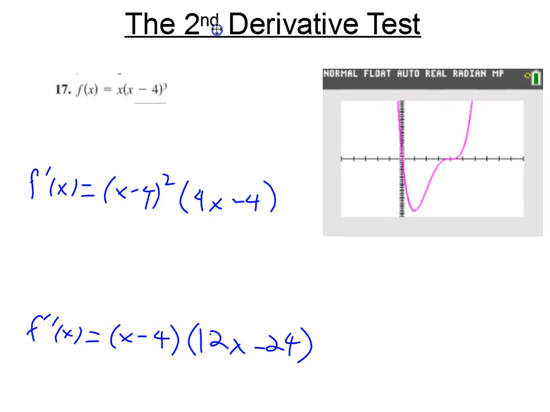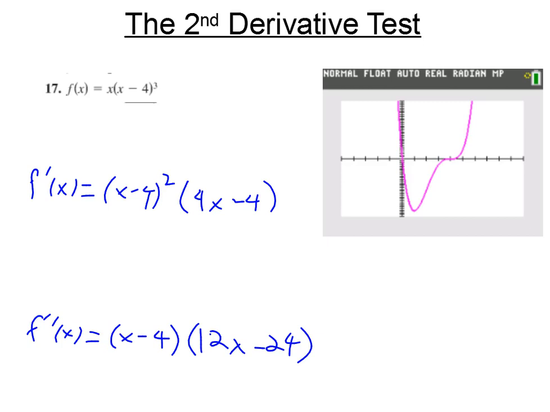Right now I've got the function f of x equals x times the quantity x minus 4 cubed. As you recall, I did this problem before when I was finding the points of inflection and the concavity. Here's the graph of that. Now, we've also learned how to find critical values. We know that critical values are either relative maxes, relative mins, or points of inflection.